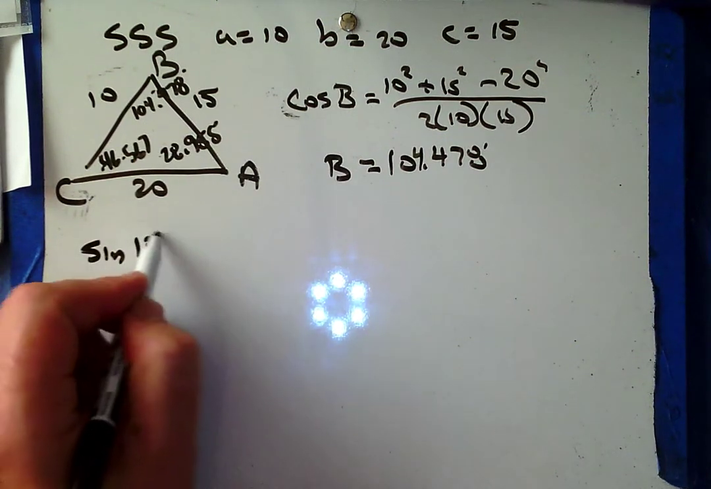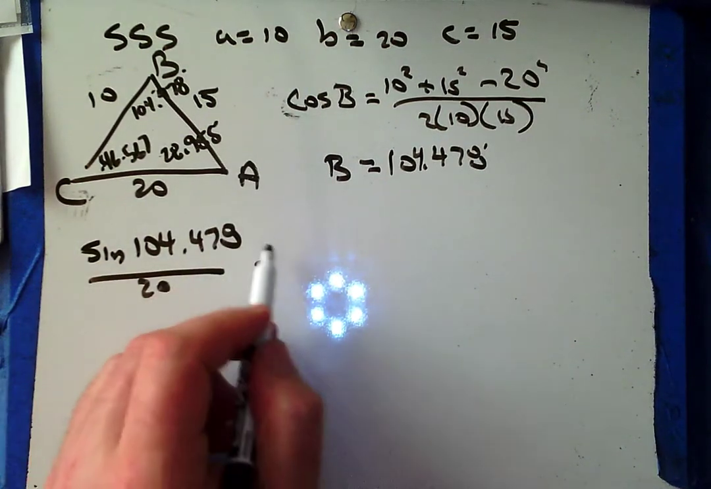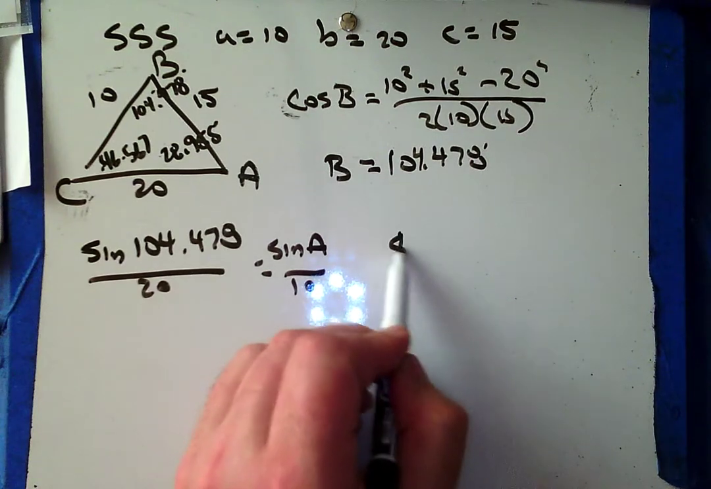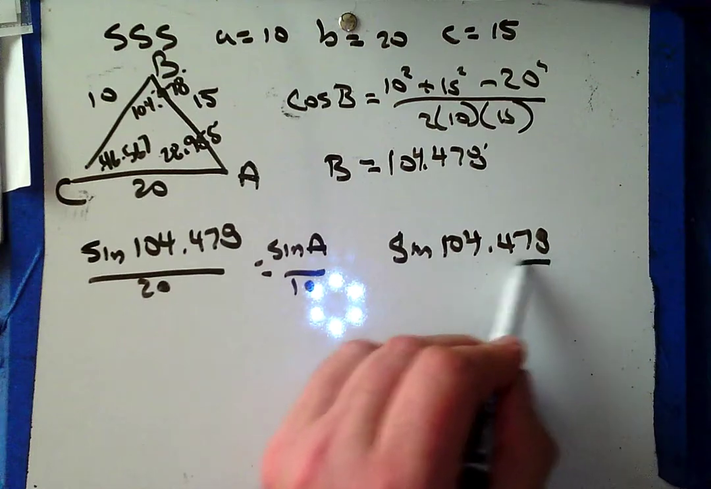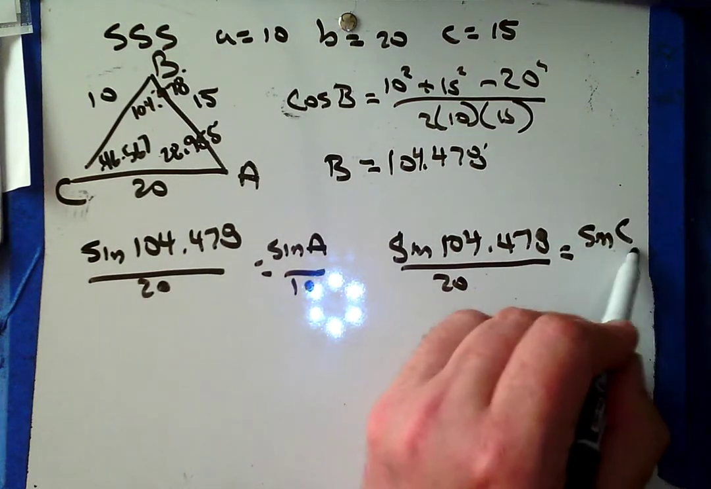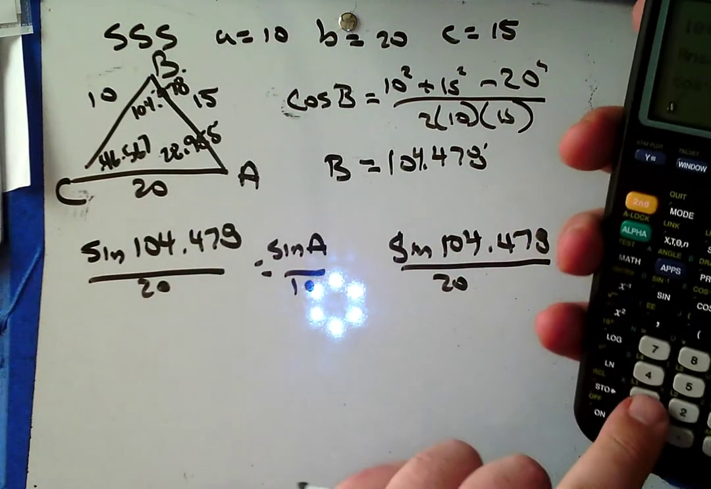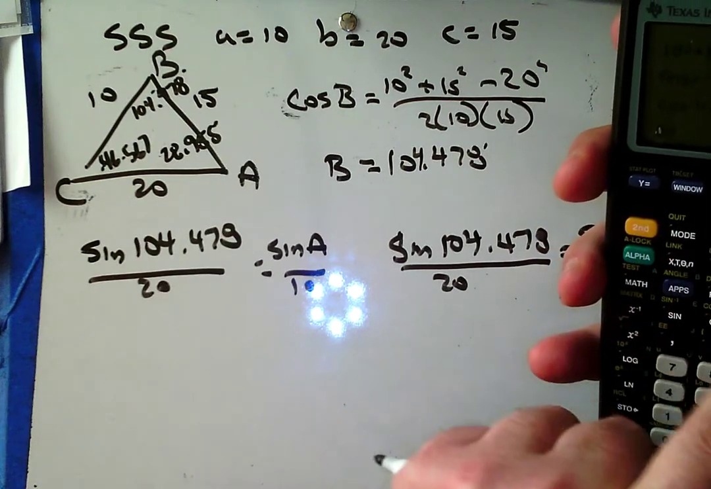So I've got this, and now I switch to law of sines. So the sine of 104.478 over 20 should equal the sine of A over 10, and the sine of 104.478 over 20 will equal the sine of C over 15. So we'll compute each of these. Actually, I'm going to store that angle.